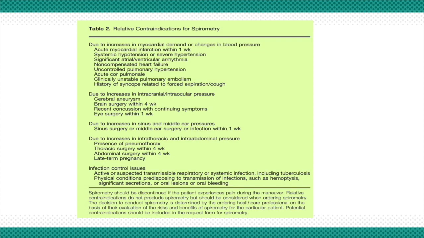There are a few relative contraindications. Again, you can go through this entire list for the exams, but basically we would avoid doing it in an acute situation like an acute myocardial infarction, a recent surgery, a recent abdominal or eye surgery, chances of rise in intrathoracic or intra-abdominal pressure, or any patient who's not controlled, uncontrolled hypertension, uncontrolled arrhythmias. Such patients will not be taken up for spirometry, relatively.